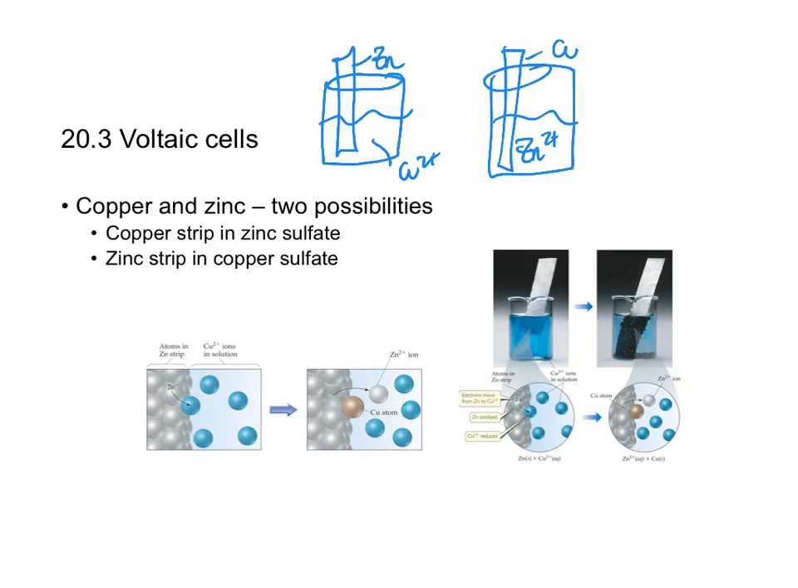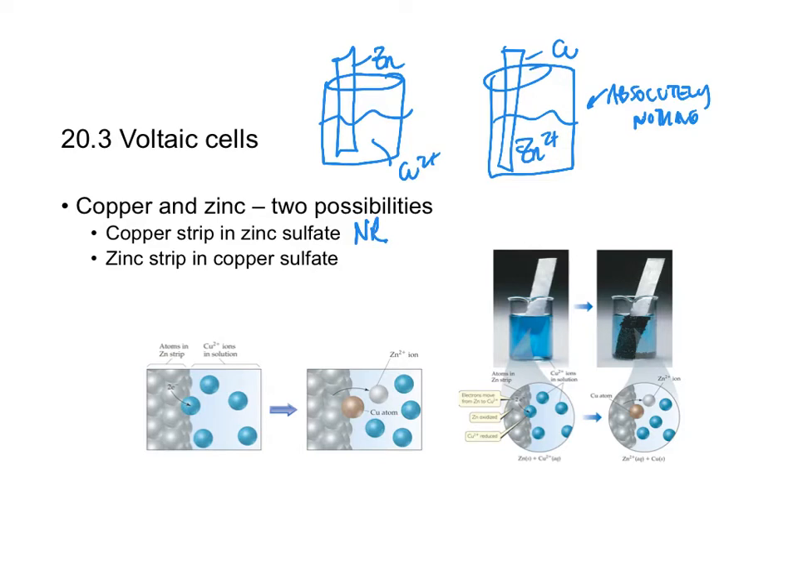So what happens is we watch it, and what we see is absolutely nothing happens here. Absolutely nothing. We could leave it forever. And think back to chapter 4 for the activity series, and you can actually figure out why that's the answer. But we're going to first talk about voltaic cells, which is our new topic. It says copper strip and zinc sulfate. I'm going to put right here NR, absolutely no reaction.